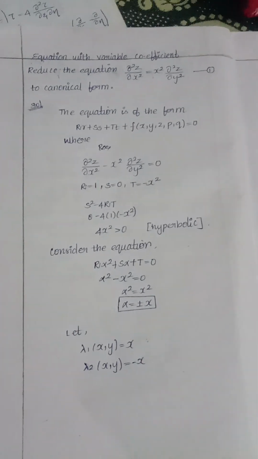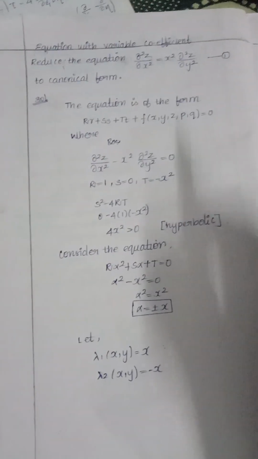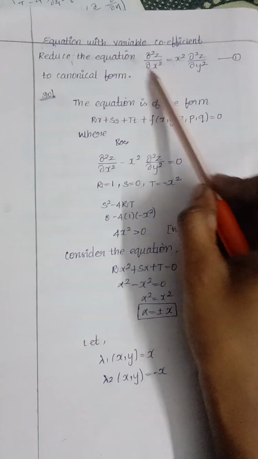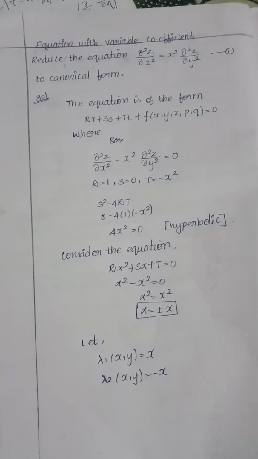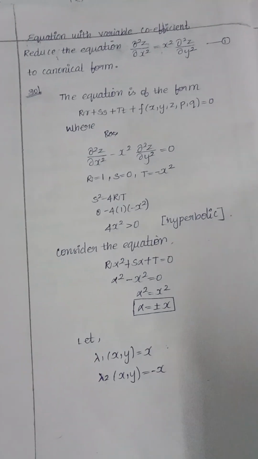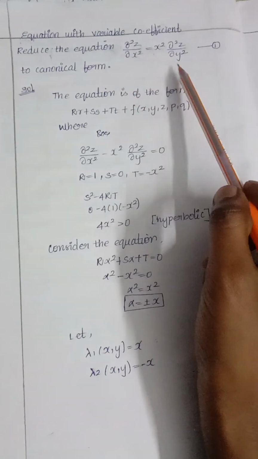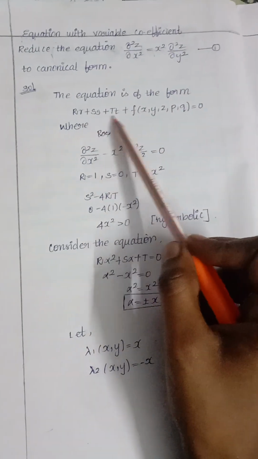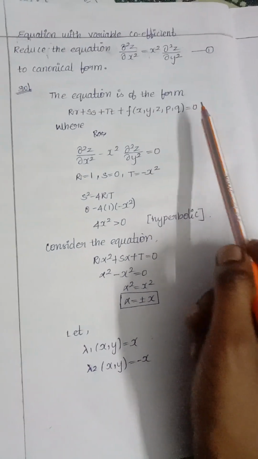Hello everyone. In PDE, we are going to see the equation with variable coefficients problem. Reduce this equation into canonical form. If we have to reduce the above equation into canonical form, the given equation is in the form Rr + Ss + Tt + f(x, y, z, p, q) = 0.